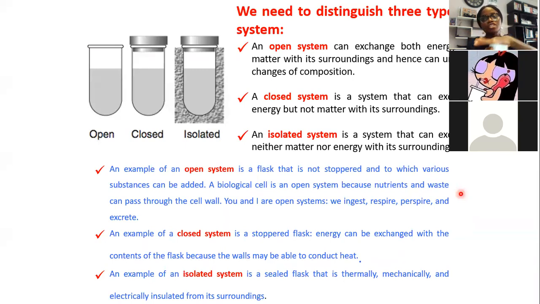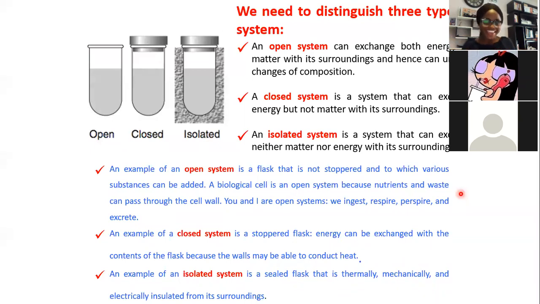So it is exchanging only heat. It is a closed system. But when you have an isolated system, neither matter nor energy can be exchanged with its surrounding. So we have an example of an open system, a flask that is not stoppered and to which various substances can be added. A biological cell is an open system because nutrients and waste can pass through the cell wall.